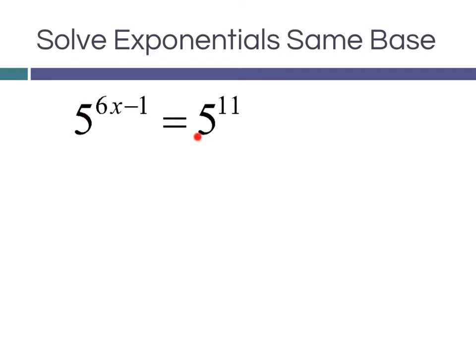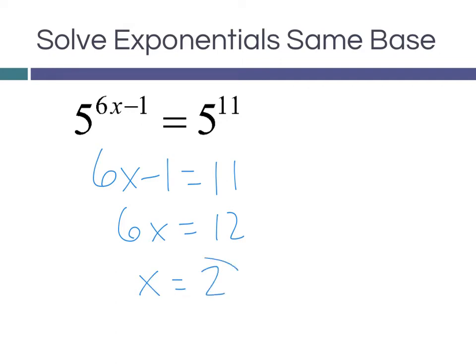Well, if our bases are the same, shouldn't our exponents also be the same if we are saying that they are equal to each other? And you are absolutely right. So I can just take the exponent, 6x minus 1 equals 11, and now I've got 6x equals 12, x equals 2.